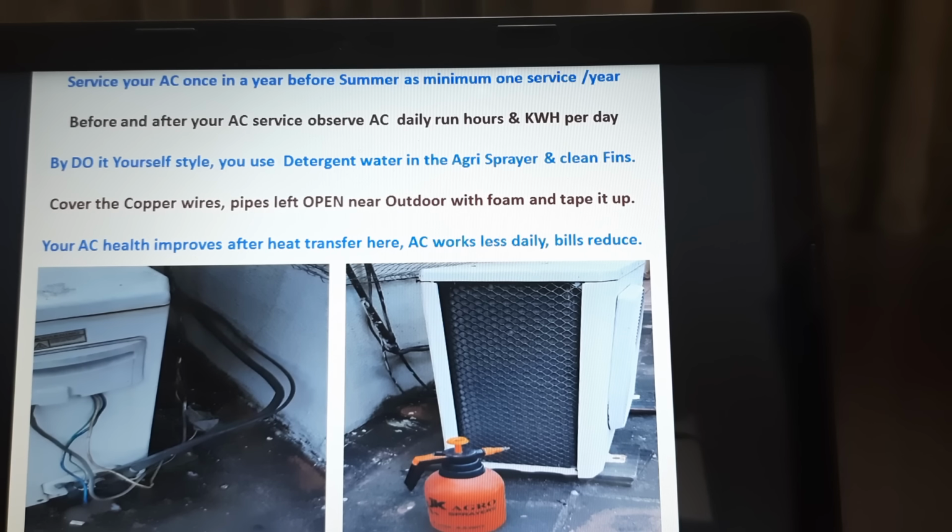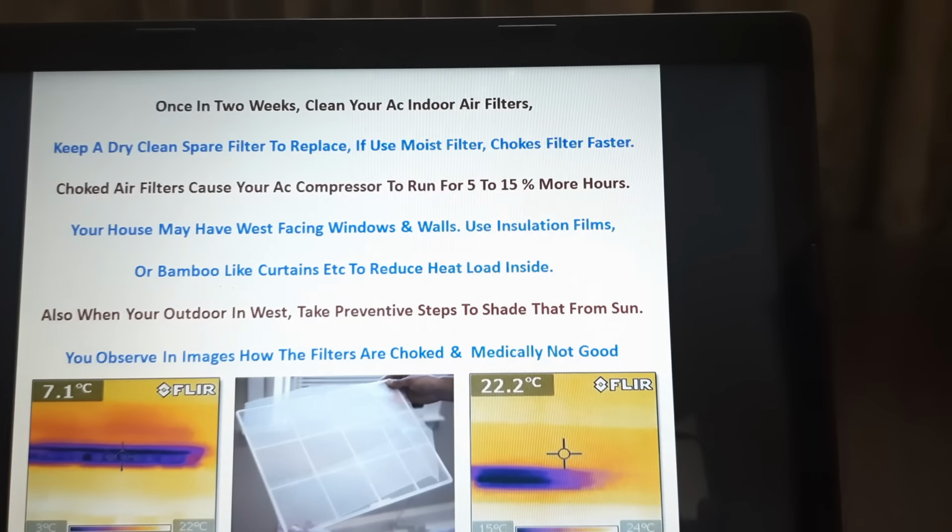Service your AC once a year before summer, and if your AC is serviced, you can see the change in your run hours before and after the service. And do it yourself style: you can use detergent water in an agriculture sprayer and clean the fins of the outdoor unit. You can also cover the copper pipes that are left open under the sun. If they are covered with foam and tape, your AC health improves and the AC compressor also runs less per day.